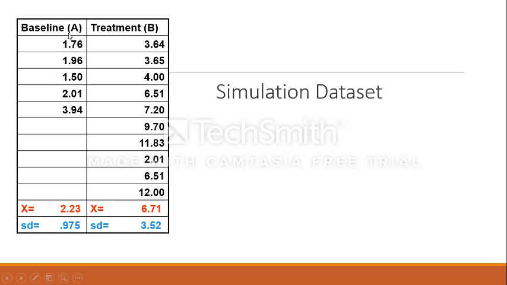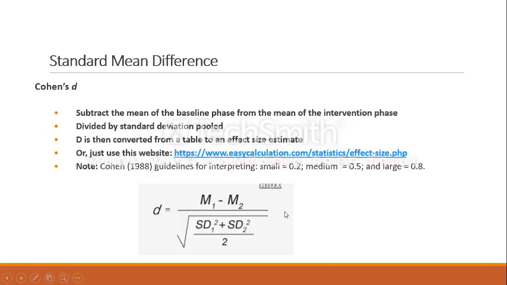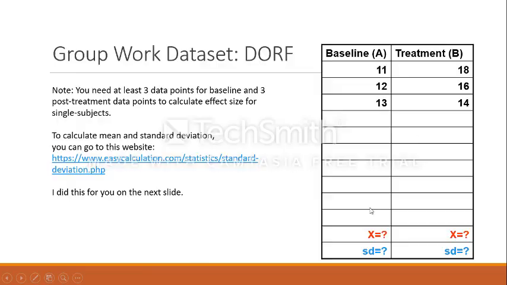You will need to have at least 3 baseline data points and at least the last 3 data points for treatment to be used, because otherwise you cannot calculate the standard deviation, and without a standard deviation you cannot calculate effect size. Okay, and so it's pretty straightforward. Here's all of the stuff that you do, and here's the formula, but you don't have to do all that. You can just go to this website here and put in the effect size.